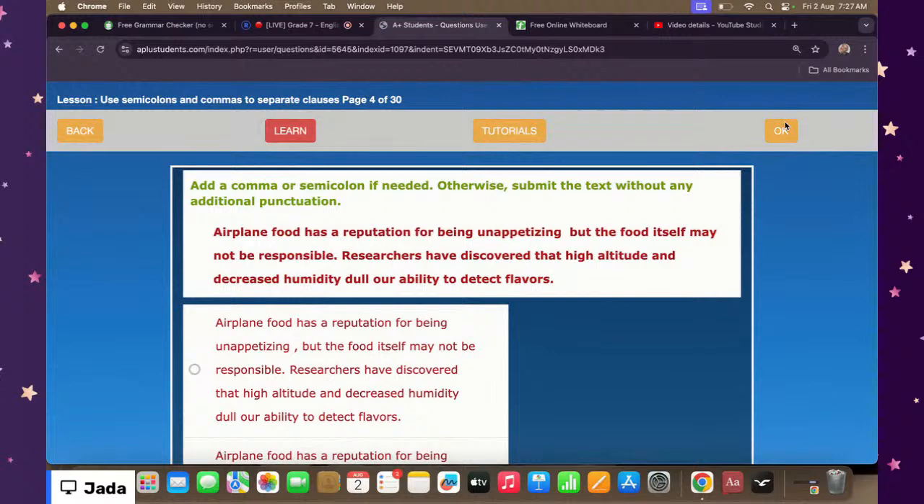Airplane food has a reputation for being unappetizing, but the food itself may not be responsible. Researchers have discovered that high altitude and decreased humidity dull our ability to detect flavors. Okay, so because of the high altitude and the decreased humidity, it dulls our ability to detect flavors. All right, so we have to check. We have but here and there's a space. So that means there's something missing here. But is the coordinating conjunction. So you need to have a comma there. So you have to pick the one that has a comma.